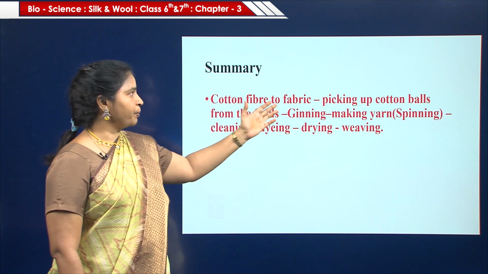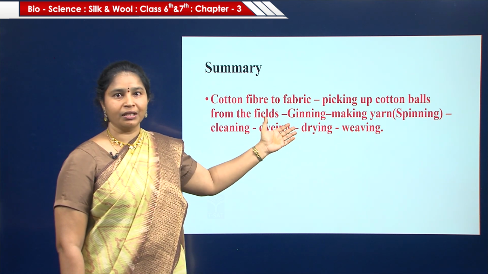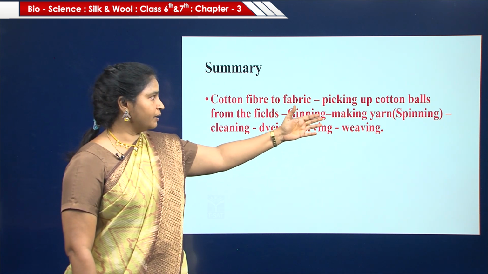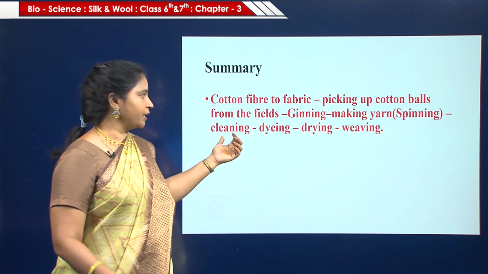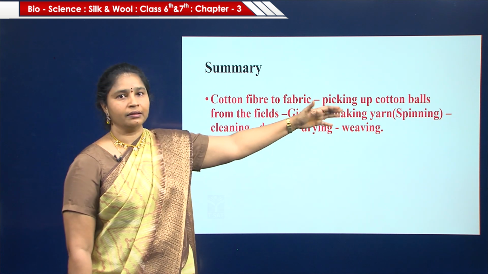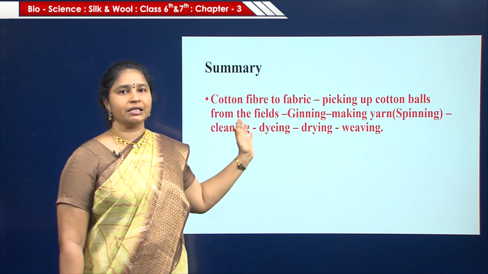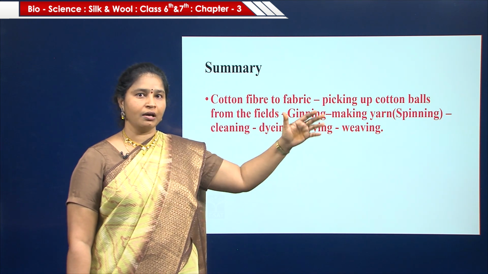Cotton fiber to fabric: picking up the cotton balls from the cotton fields. Later, the ginning process is done. Later, making yarn. After that, cleaning the fibers or yarn, and later dyeing, after drying, after that weaving. This is the flow chart. This is the process of making cotton fiber to fabric.